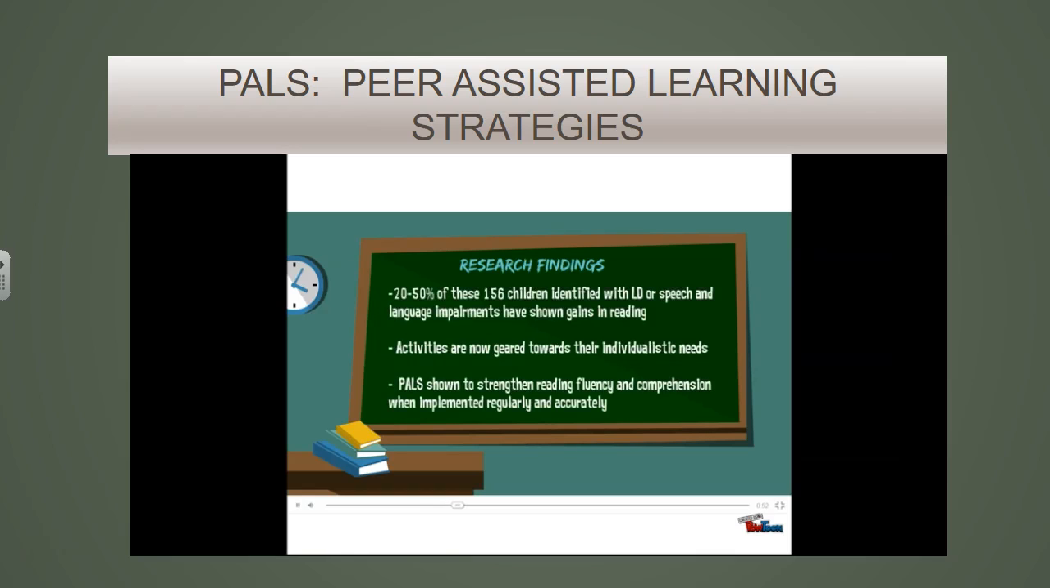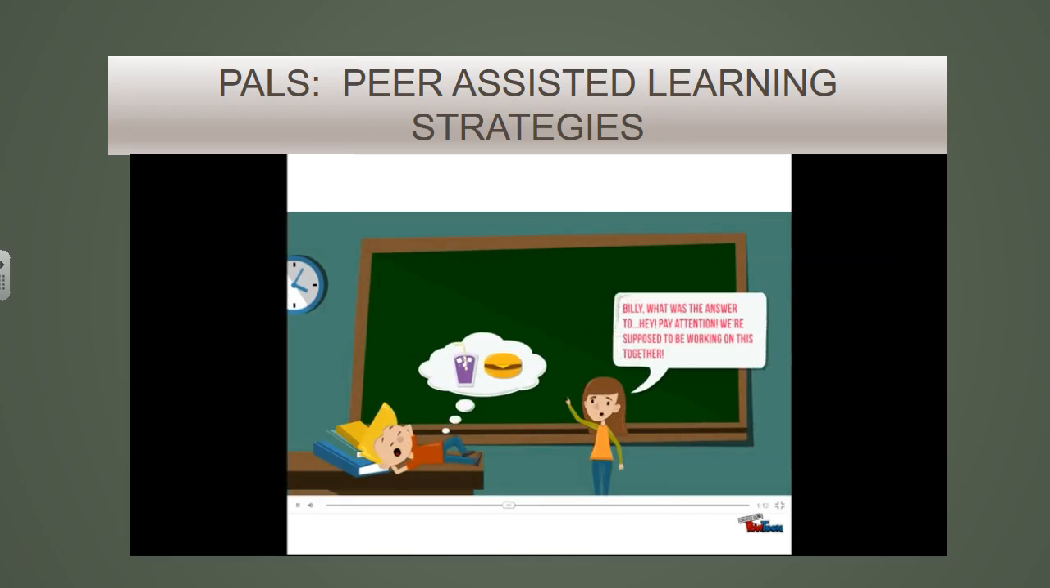As a result, 20 to 50% of these 156 children identified with LD or speech and language impairments have shown gains in reading in comparison to the non-PALS classes because the activities are now geared towards their individualistic needs. Students are practicing strategies that have been shown to strengthen reading fluency and comprehension when implemented regularly and with accuracy.